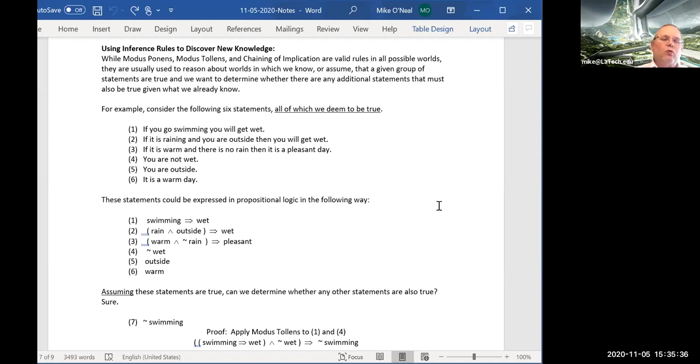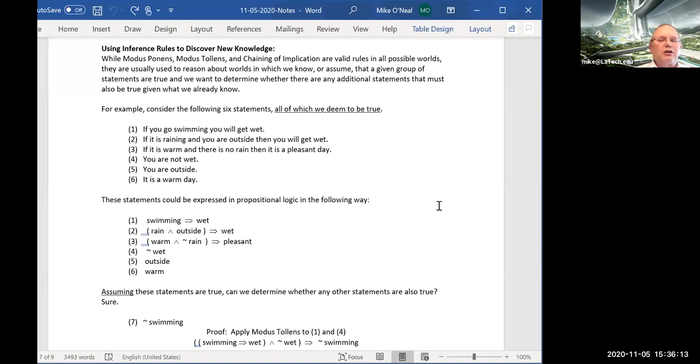So I'm going to translate one into swimming implies wet. If you go swimming, then you'll get wet. Swimming implies wet. If it's raining and you're outside, then you'll get wet. So rain and outside as a quantity, both of those things imply wet. If it's warm and there's no rain, then it's a pleasant day. So I encoded that as warm and not rain as a quantity. Both of those things imply pleasant. Could have said pleasant day if I wanted to.